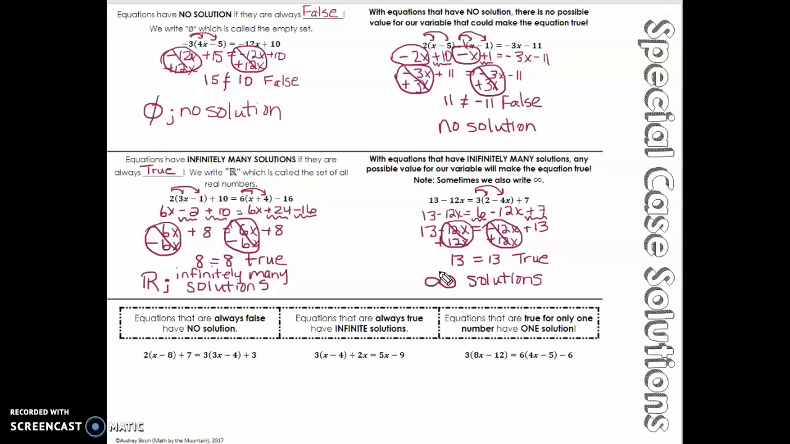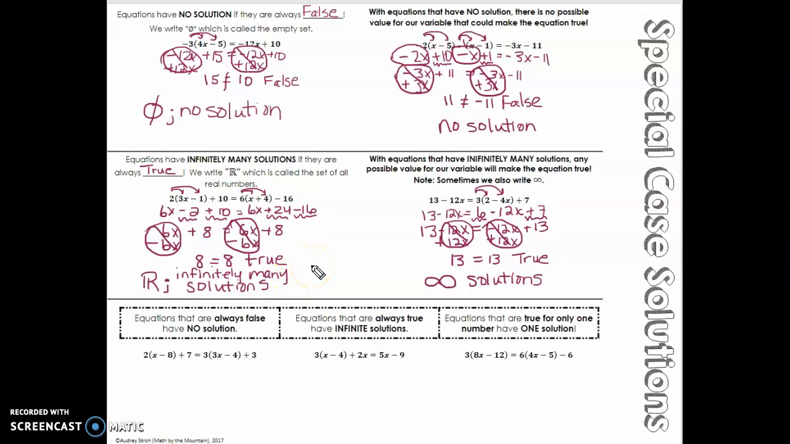So what you'll notice are some similarities when it's a special case. The variables canceled out in every situation. They canceled out with the no solution. The variable zeroed out with the infinitely many solutions. Now, the difference between them is that we had a false statement when they were no solution, and we had a true statement with the infinitely many solutions.